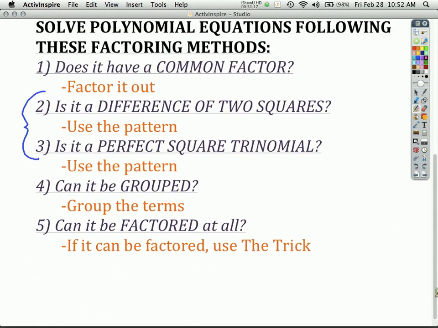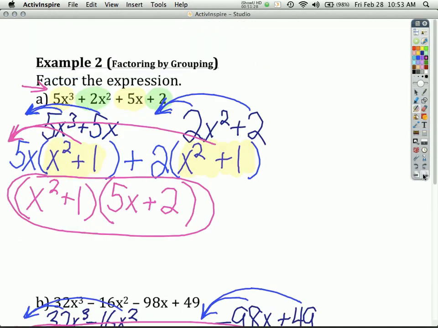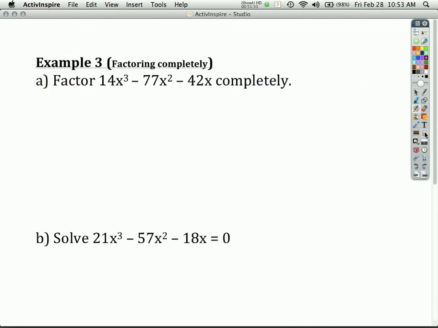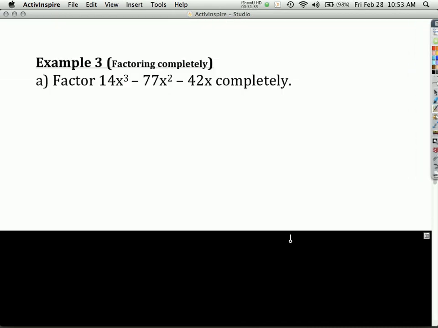So now we've got all the techniques. We now have all of these. This was the one that we didn't have. Now we can go through the entire process. So now, factoring completely means you factor and you keep factoring until you cannot factor anymore. So you do step 1, then you do step 2. You might have to do all of the steps. You might have to do a couple of the steps.